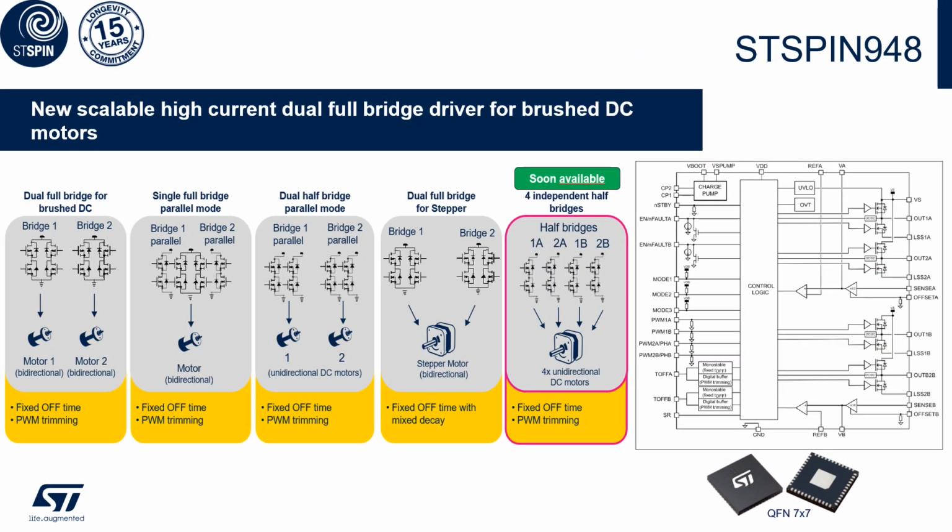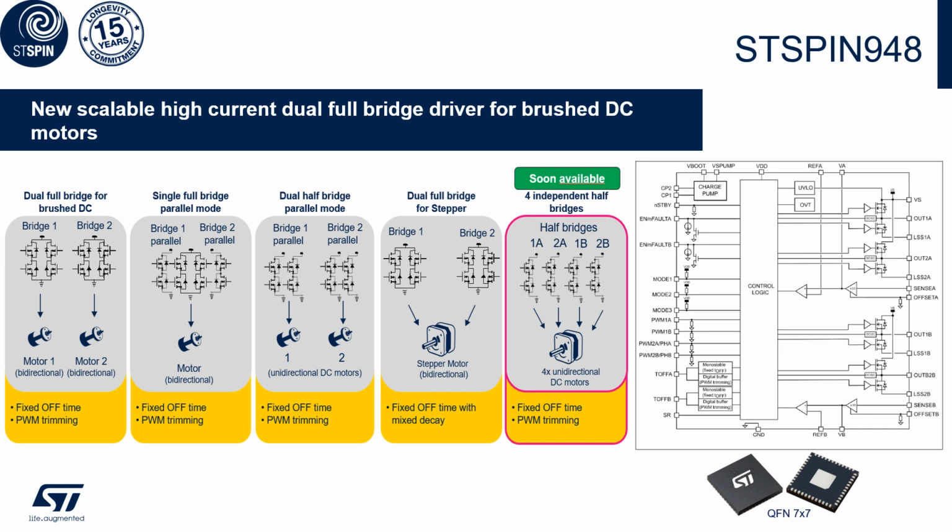Let's start with the ST-SPIN 948. Here on the right-hand side we can see the block diagram. On the left-hand side we can see the charge pump, the control logic, all the input modes with the mode pins, and on the right side the driving section with the outputs. We see the 4 half bridges, and this device comes in a 7x7mm QFN.